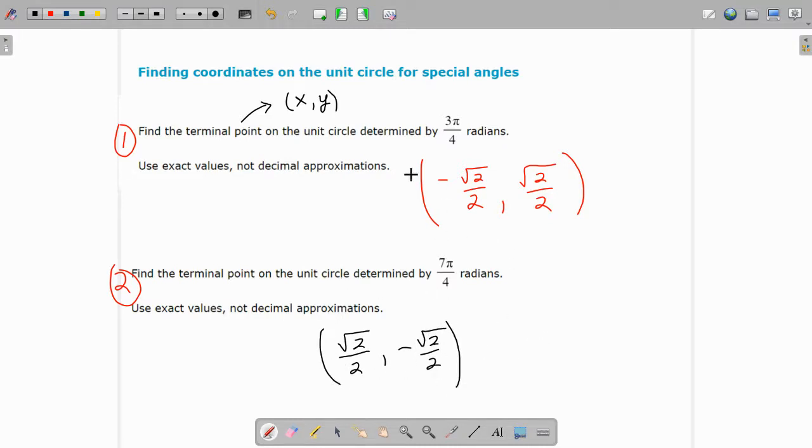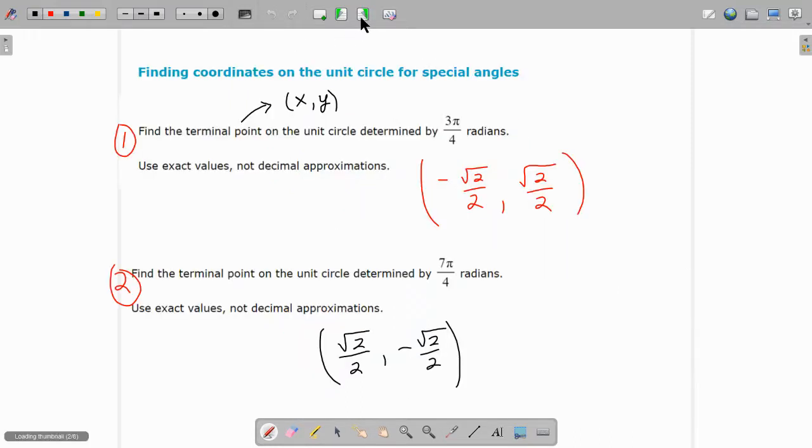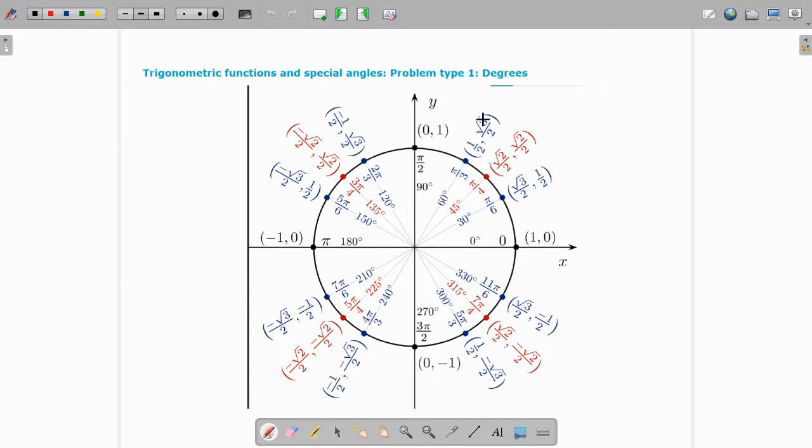All right. So that's finding the coordinates on a unit circle. Okay, so this is the unit circle. I think I said that before, but that's a unit circle. It tells you all about all your trig functions. All right, let's move on.